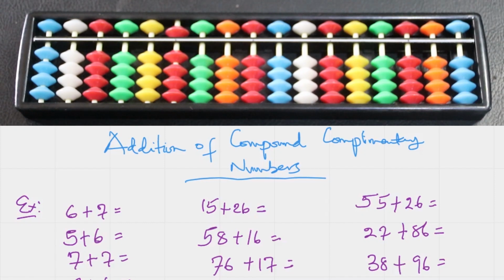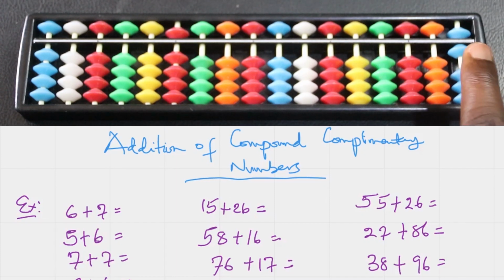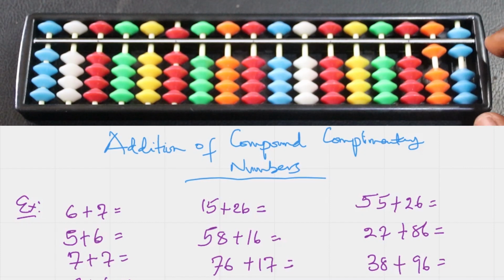Okay, so the first question I have here is 6 plus 7. Let's go. Reset your abacus. This is 6. I want to add 7. You know the rule. If you are adding 7, we ask ourselves, what is the 10 component of 7? That is 3. So I'm supposed to add 10 and then remove 3. If I add 10 here, I want to remove 3 here.